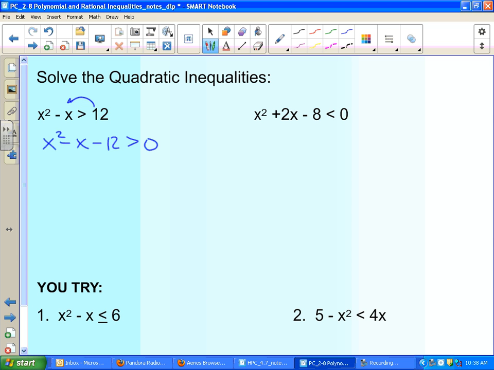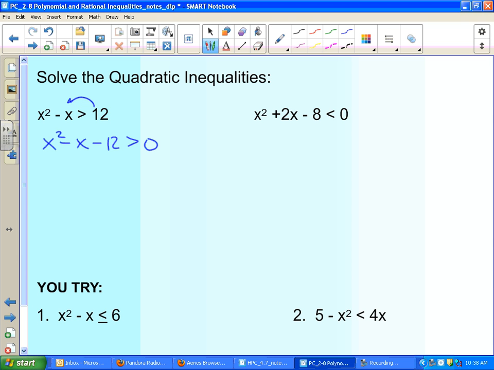When I set up my number line, am I looking for positive values or negative values according to this? Looking for positive. Okay, good. So now, if I'm looking for positives, I need to have some numbers that define these intervals in which I'm looking for positives.